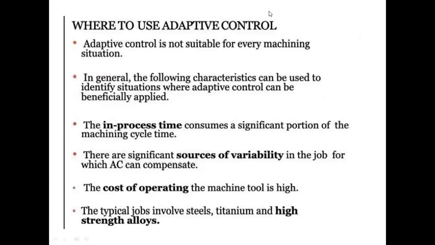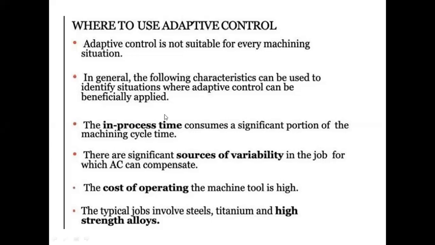Now, when to use adaptive control technology. It is not suitable for every machining situation. We'll see why. These are the characteristics for which you can use it. First, in-process time consumes a significant portion of the machining cycle time. For example, the machine operator has to be very skilled, and has to spend more time and effort to maintain the speed, feed, etc. All of that will increase your in-process time, right?